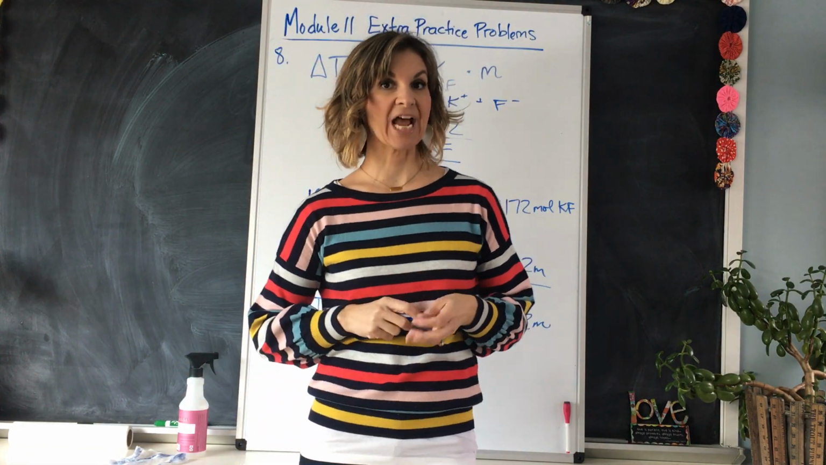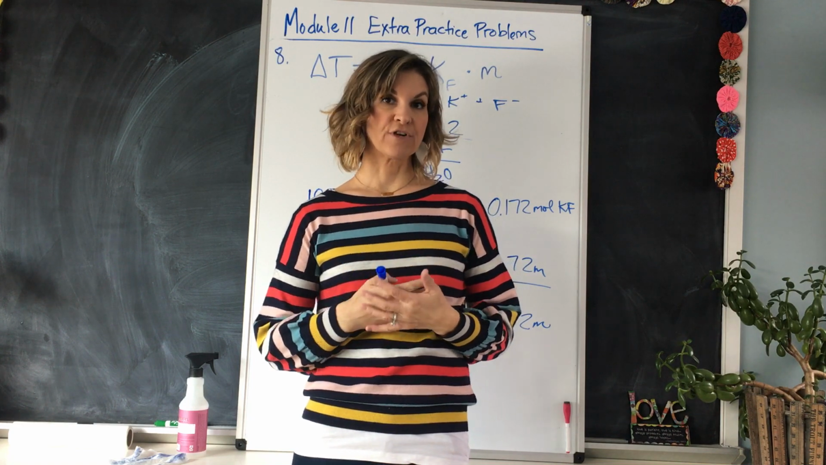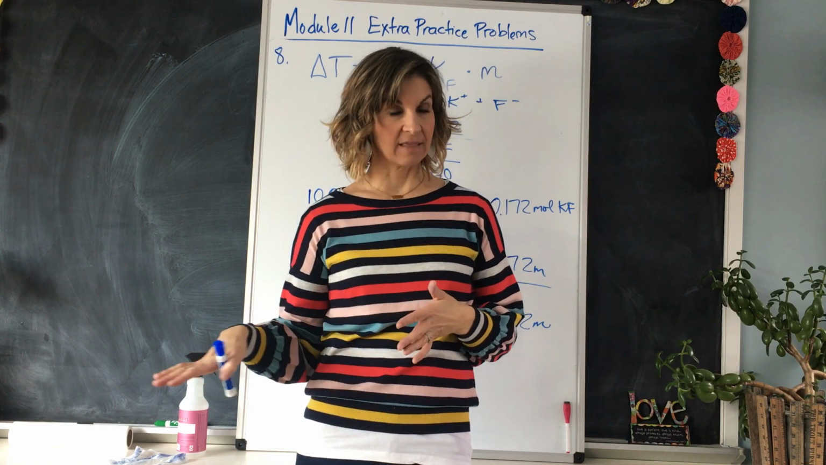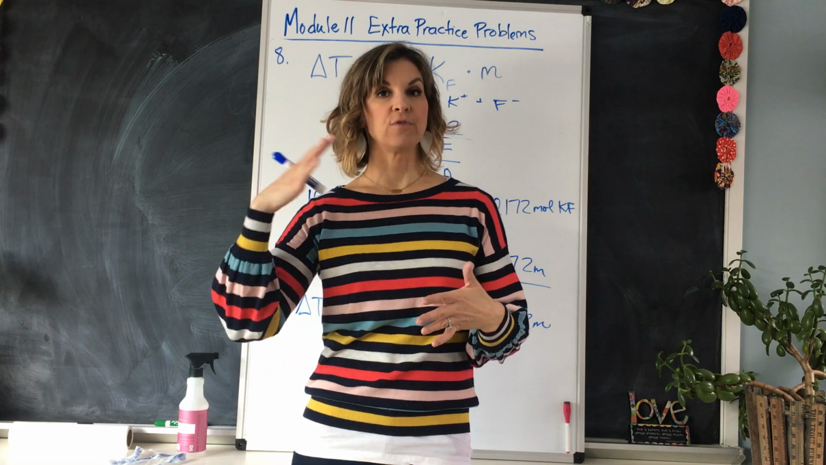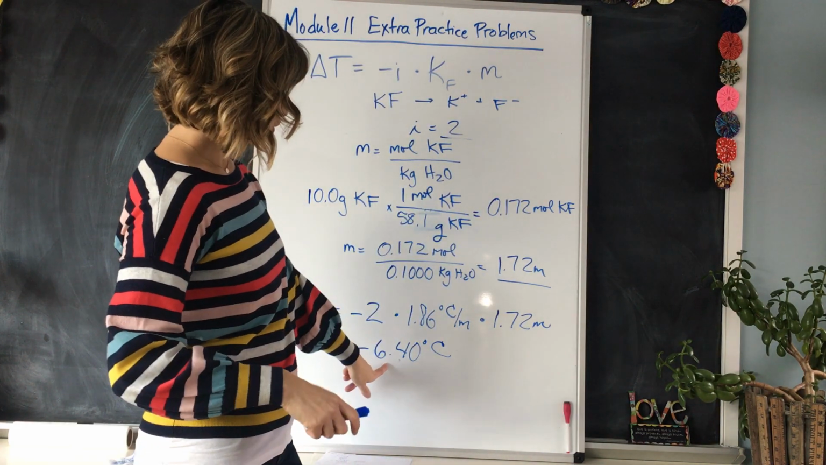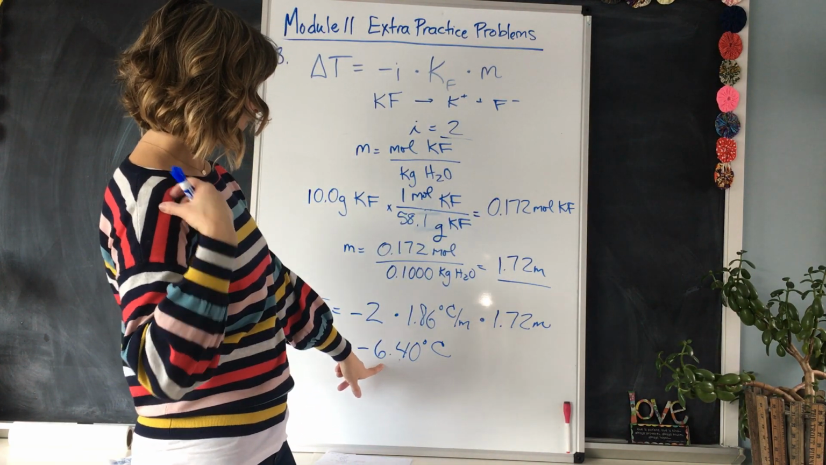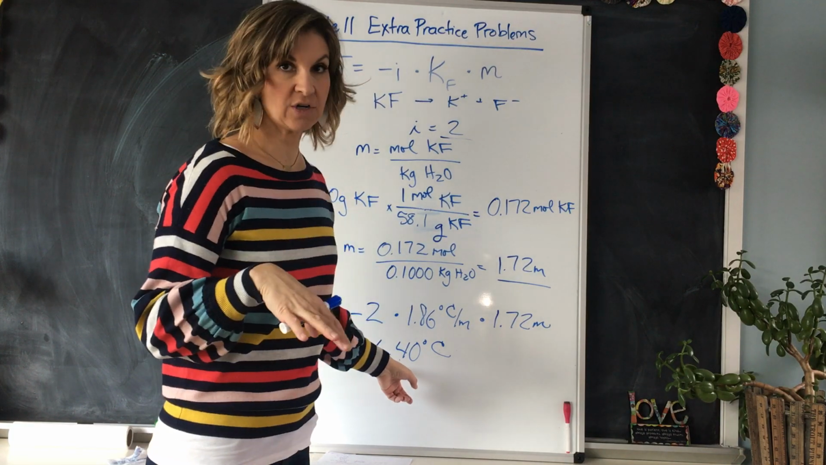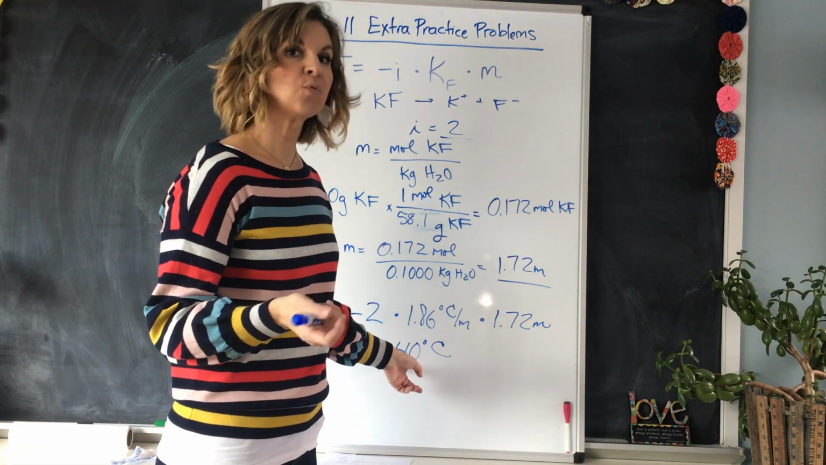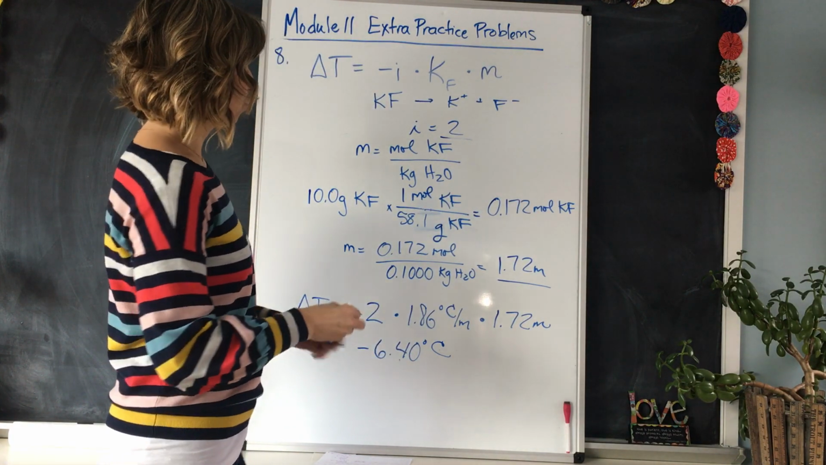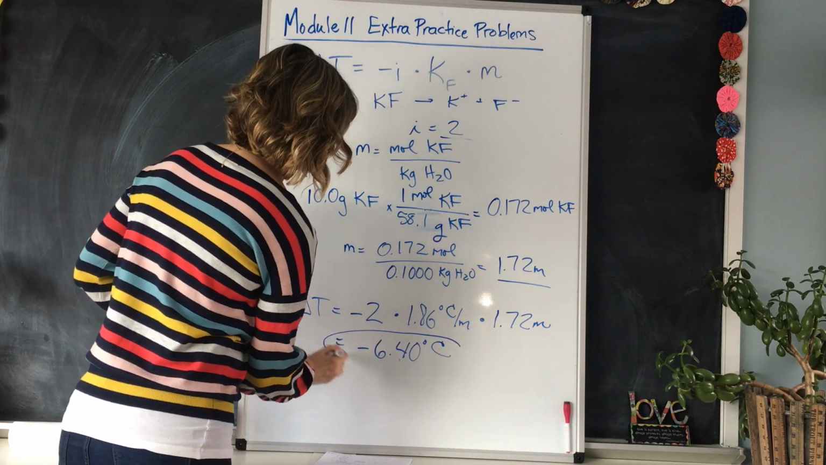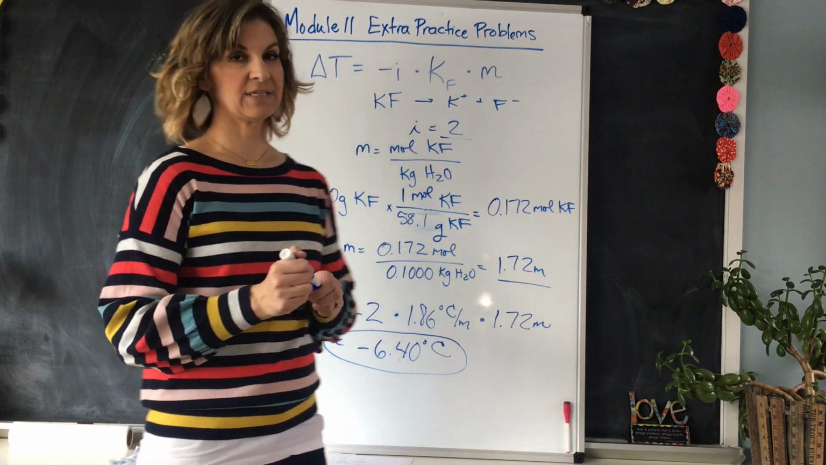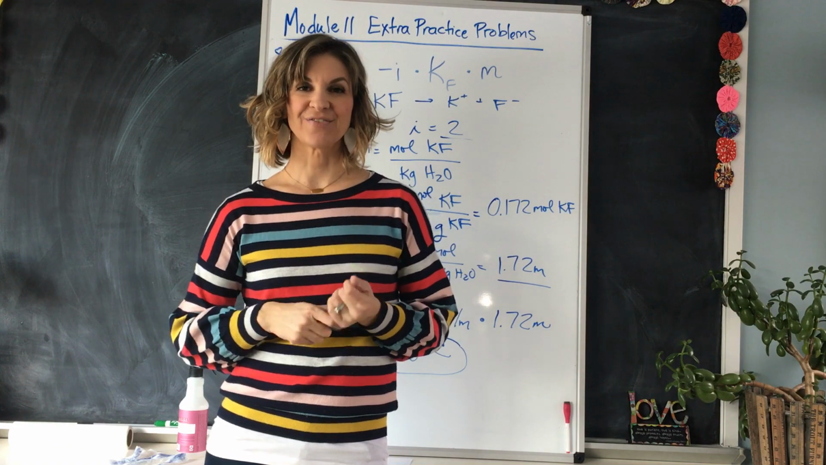The question asked us for the actual freezing point. The actual freezing point of water without adding anything is 0. So if we subtract 6.40 from 0, we would indeed get negative 6.40 degrees Celsius. That would be the new freezing point. And that's how you solve for number 8.